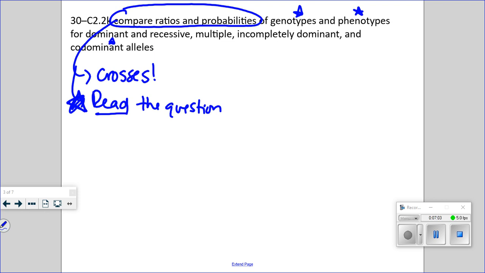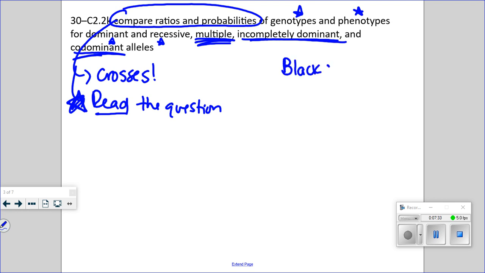Now, we started out talking about complete dominance. That was Mendel's scenario for dominance. But you also need to understand how multiple alleles work with dominance, how incomplete and how co-dominant alleles work. So I always like to recap at this point the difference between complete, incomplete, and co-dominance.